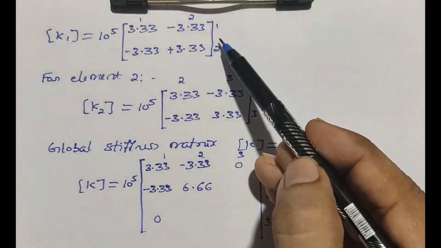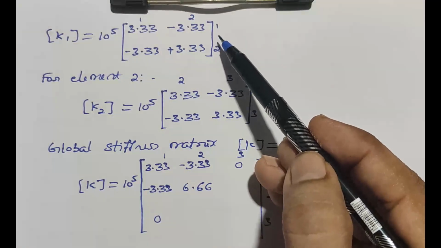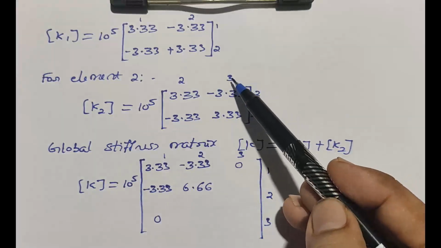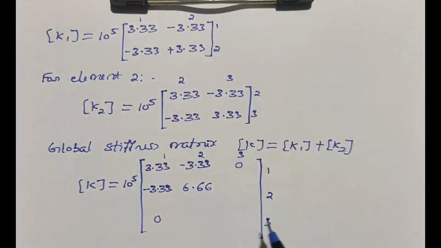Next we need the element corresponding to 3 and 2. See the elemental stiffness matrix of the first element. Here we don't have any element corresponding to 3 and 2. But in K2 we have the element corresponding to 3 and 2, that is minus 3.33. Therefore, here it is minus 3.33. Next, this becomes minus 3.33 due to symmetry.